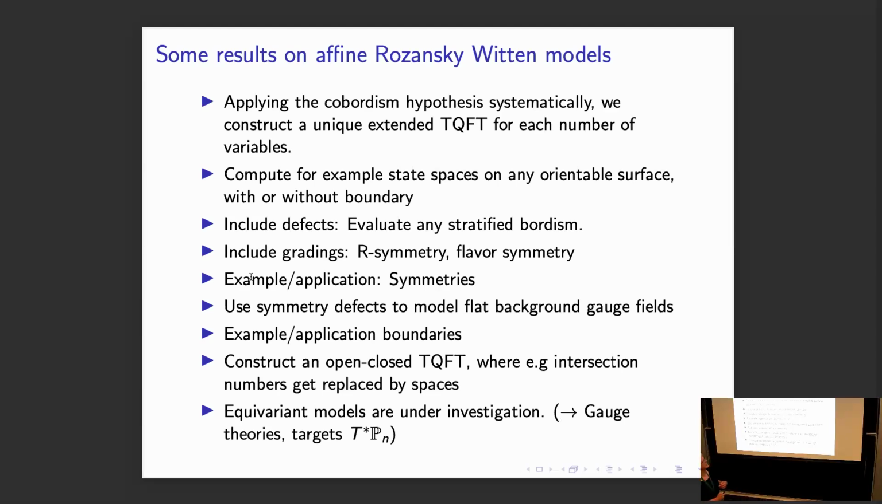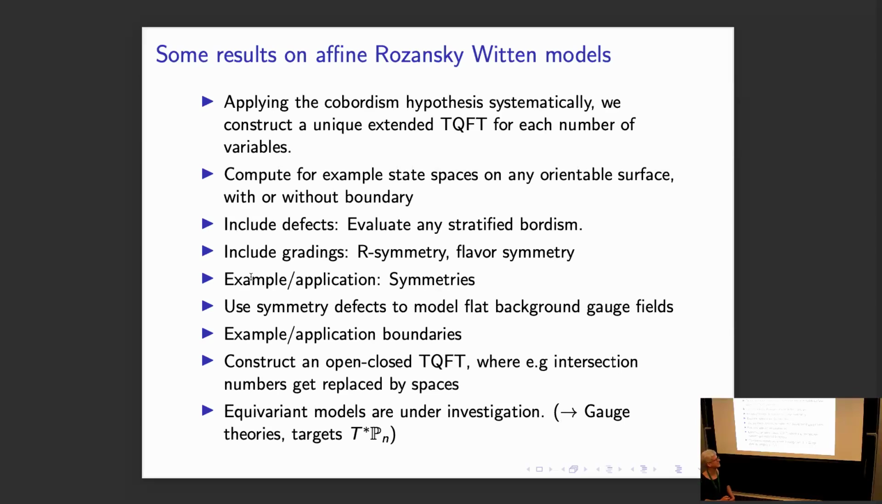In our category, the objects were distinguished by a number n, the number of hypermultiplets. Once we have that, we can compute anything, for example state spaces on any oriented surface with or without boundary. We can include defects and evaluate anything also on stratified bordisms. The physical theory has various symmetries, so there's still a leftover R symmetry even after the twist, and there are flavor symmetries. I didn't talk about them, but it's straightforward to implement them into the discussion.